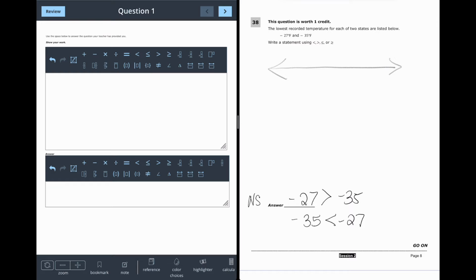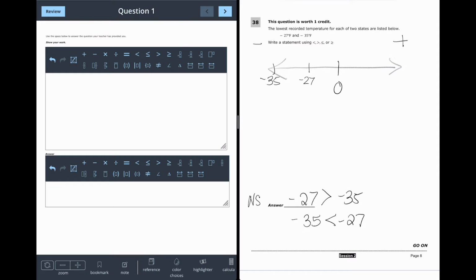And I know that on my number line, the bigger numbers are going to go on the right, and the smaller numbers on the left. And I'm going to put 0 here. Now, from 0, negative 27 degrees, that's cold. But negative 35 degrees is really, really cold. So I'm going to put them here.